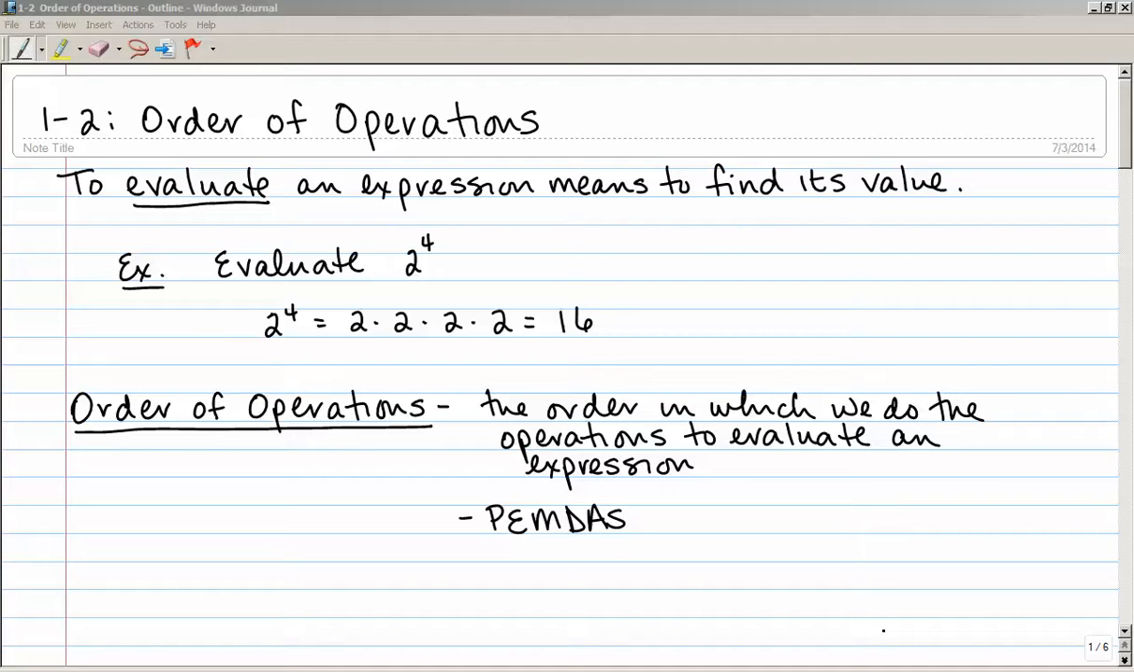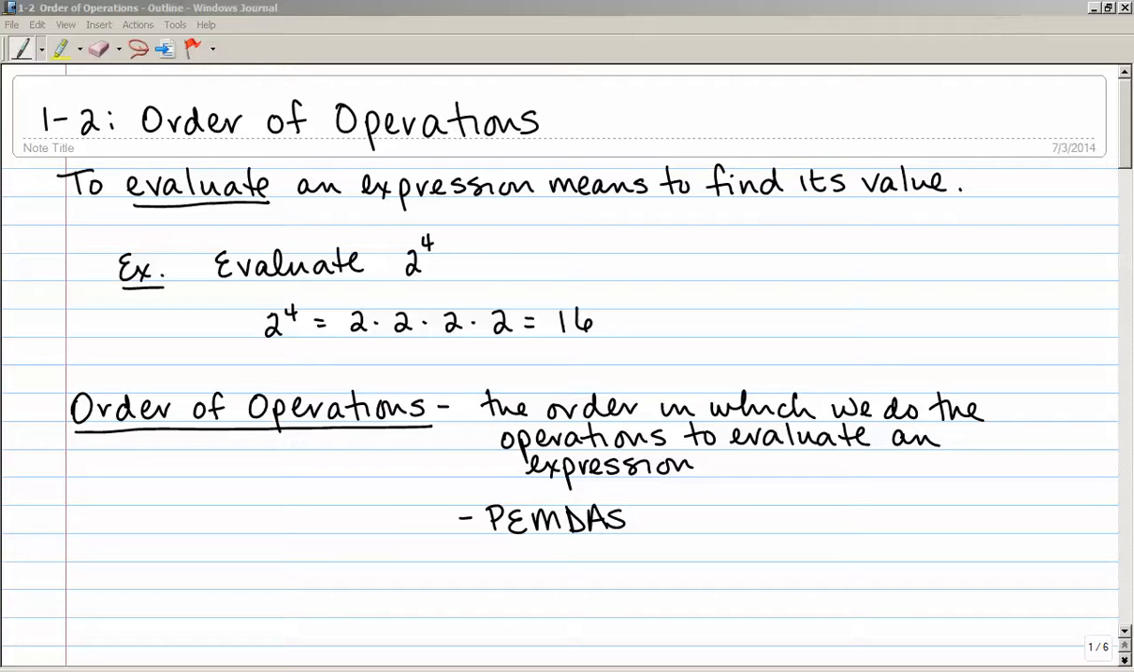Section 1-2 is on order of operations. To evaluate an expression means to find its value. So for example, if I were to say evaluate 2 to the 4th power, that means you would figure out what value that has. So 2 to the 4th is 2 times 2 times 2 times 2, which is equal to 16.